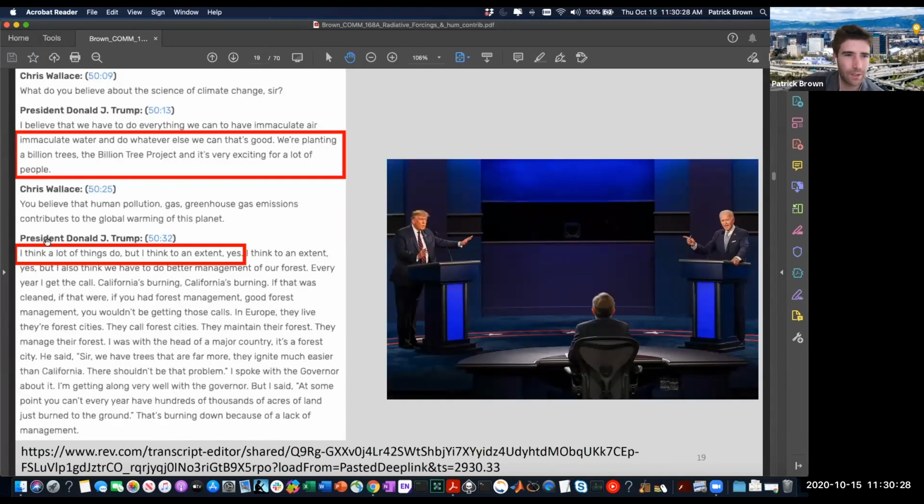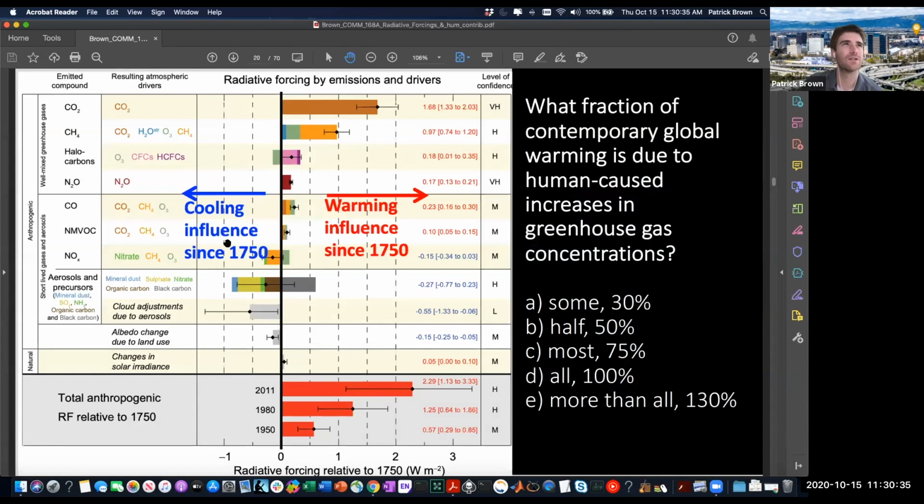So he said, I think a lot of things influence temperature, but humans do to some extent. So I want to think about this in terms of our radiative forcing diagram. The way that I've rephrased this is, based on this diagram, which is what the diagram shows, what fraction of contemporary global warming do you think is caused by increases in greenhouse gas concentrations?